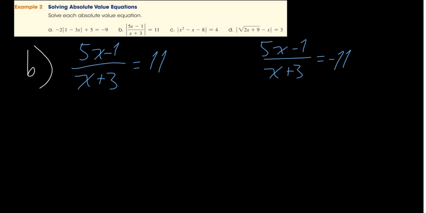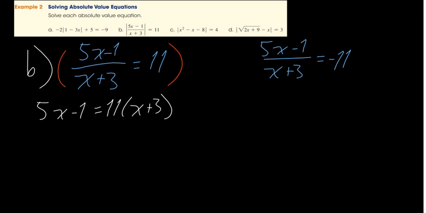Let's go ahead and multiply both sides by x plus 3. So on the left side, we're going to have 5x minus 1 is equal to 11 times x plus 3. What I did here was multiply the entire problem by x plus 3, and when I distributed here, it canceled there. And then when I distributed here, that's why I got that. Continuing on, we're going to have 5x minus 1 is equal to 11x plus 33.